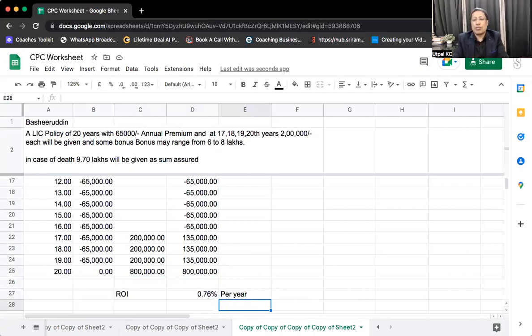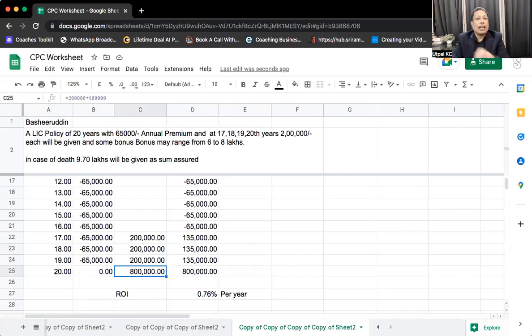Bonus on 17 to 20 years. In case of date given, some bonus may range from 6 to 8 lakhs. A bonus is given at the end of the year, actually, 17 to 20 years. Now, I don't think bonus is given every year. Basiruddin, sir, what do you think? In your product, bonus is given normally once, at the end, or wherever it is given, you can put it. End of the policy will be given. Yeah, end of the policy. That's where bonus is given.